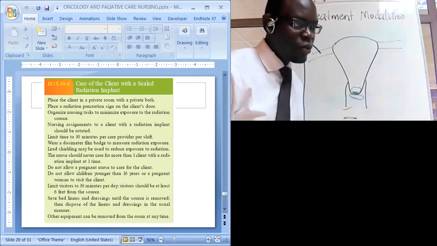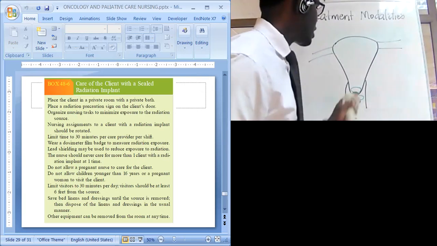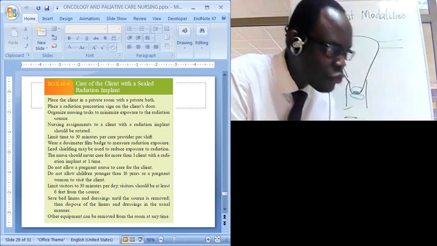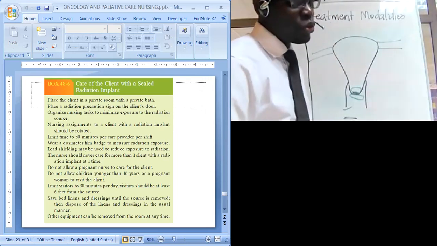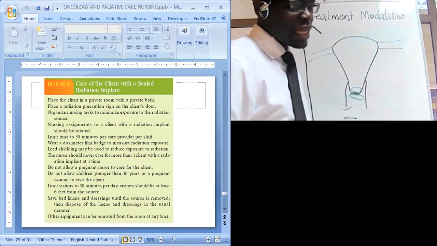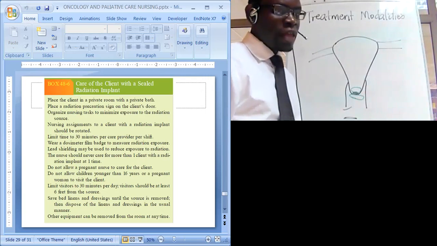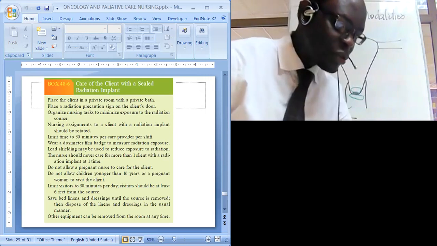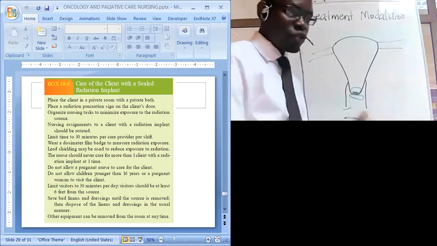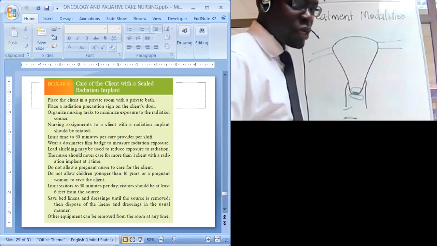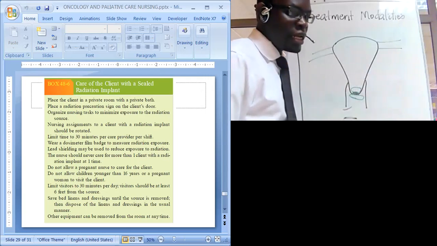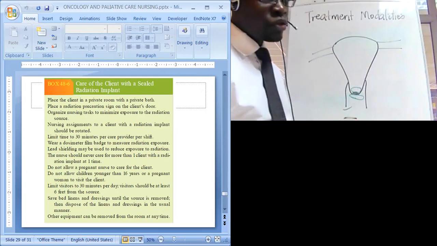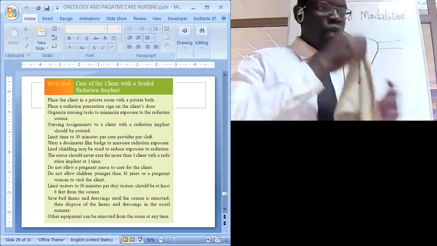So how do we care for such patients who have an implant? You place the client in a private room, then place the radiation precaution sign. Then organize nursing tasks to minimize exposure to radiation. In other words, make sure that it's not one nurse who always enters there. Minimize the time that you spend in that private room when taking care of that patient, and limit the time to 30 minutes. Wear a dosimeter film.